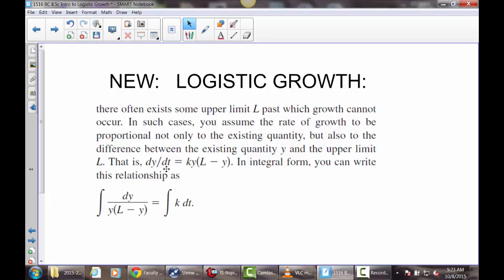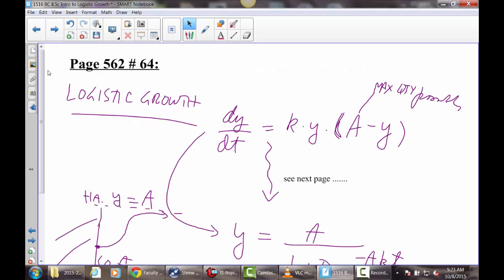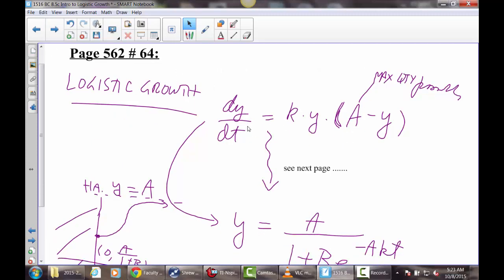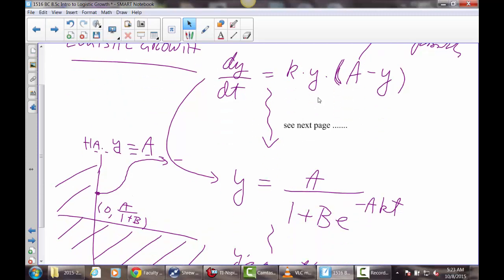That is dy/dt equals k times y times (L minus y). In integral form, we can write it this way. They simply separated the variables. They put the y's on one side and the t's on the other, and then they take the integral of each side. So, I'm going to show you this on the next page, but when you solve this differential equation, you will get this equation.